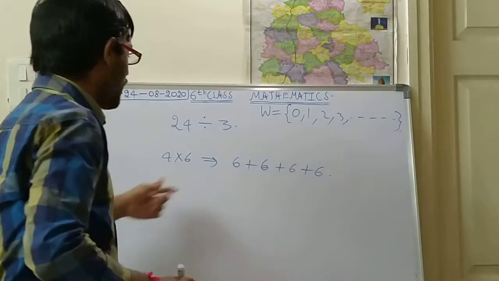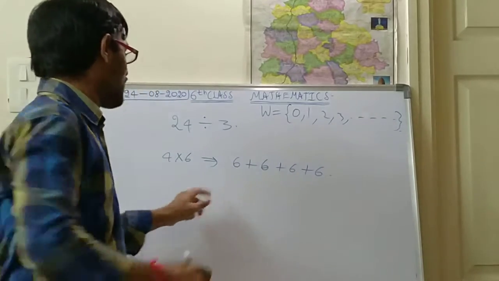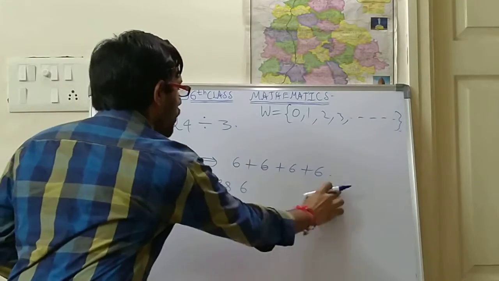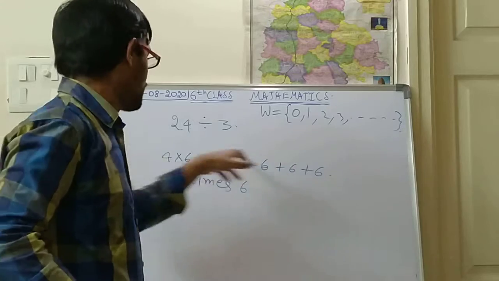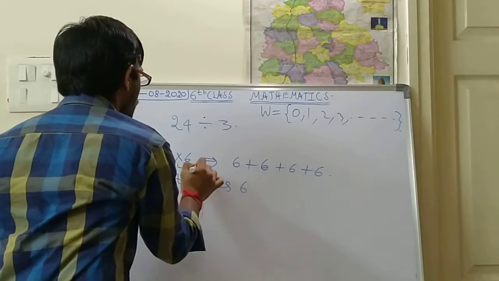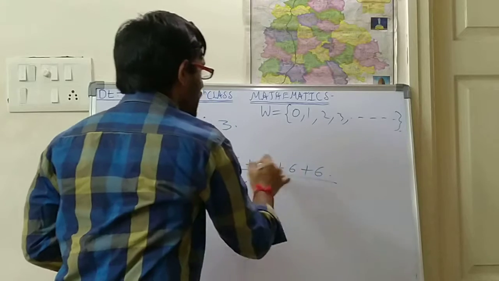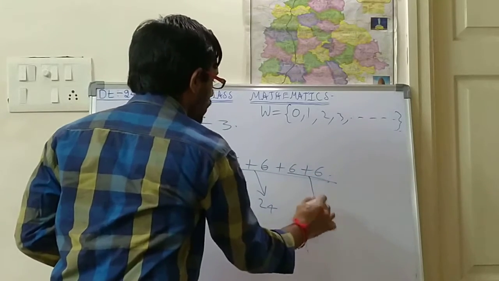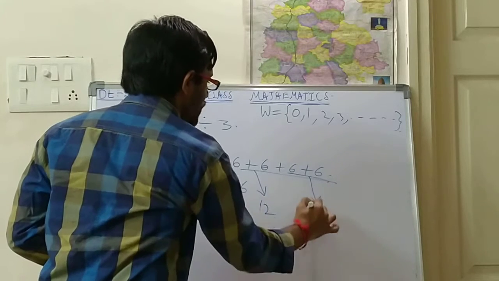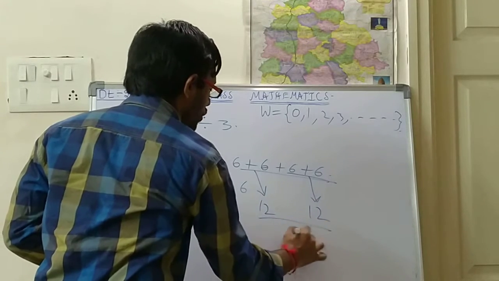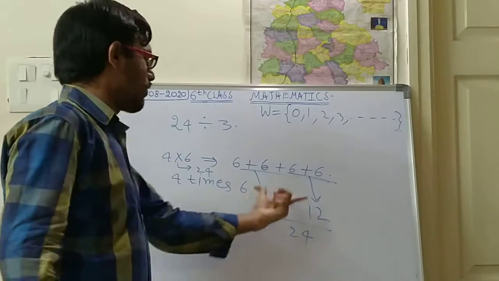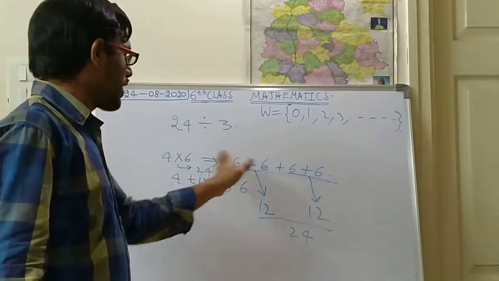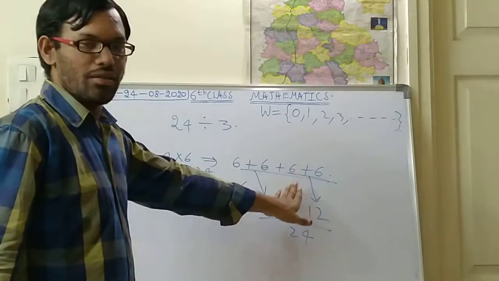Is it right, children? That means 4 times 6. If you add 6, four times, what is 4 into 6? 4 into 6 is 24. 6 plus 6 is 12. 6 plus 6 is 12. So 12 plus 12 is 24. That means 4 into 6 is 24, and 6 plus 6 plus 6 plus 6 is also 24. So multiplication means repeated addition.